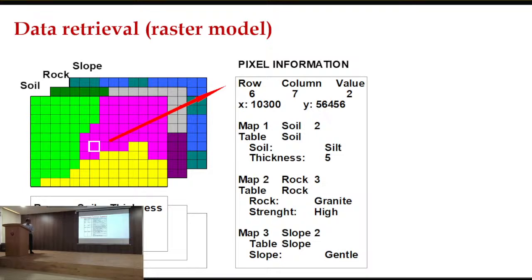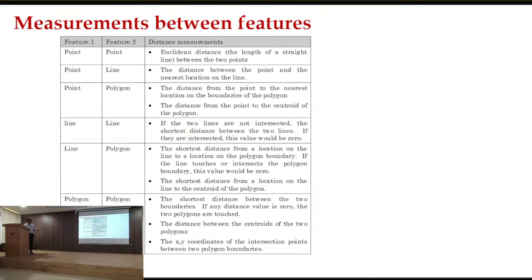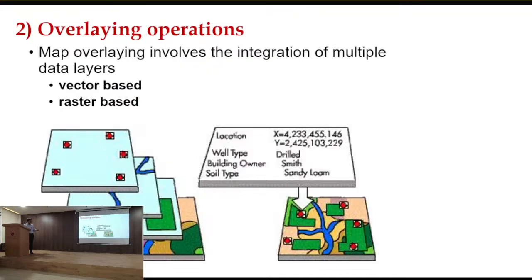And then I can also do some measurements between the features: point to line, point to polygon, and similarly vice versa. So all the measurements you can do from the spatial data features from time to time.